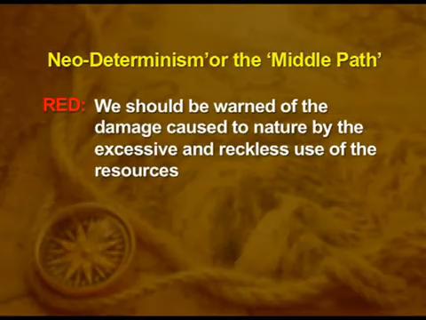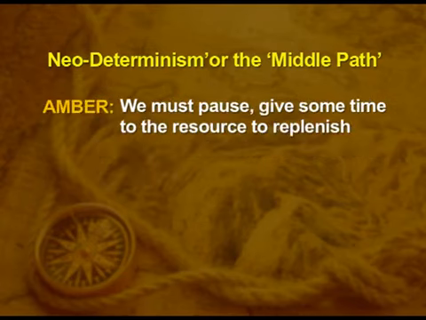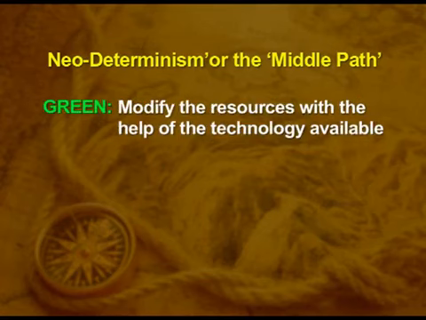Red, we should be warned of the damage caused to nature by the excessive and reckless use of the resources. Amber, we must pause, give some time to the resource to replenish. Green, modify the resources with the help of the technology available. We should not forget that nature has enormous potential for everybody's need and not for anybody's greed. It conveys a very important message to the developing economies to utilize the resource without damaging the nature.